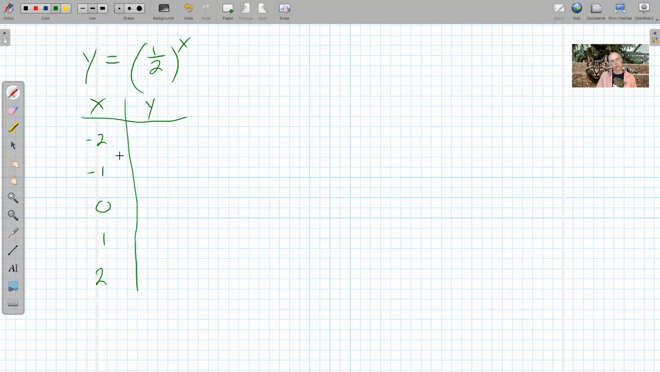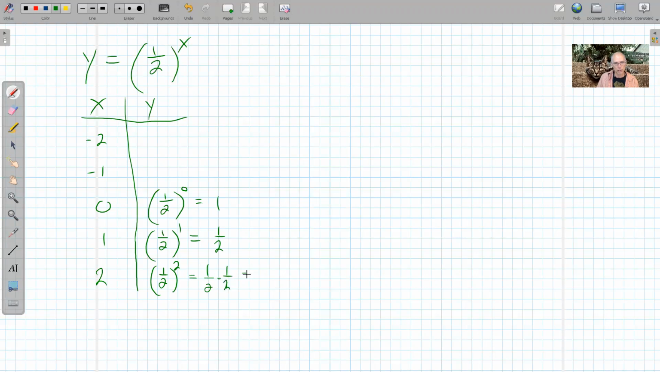So let's start with some easier numbers, and then we'll do some others. So 0 is pretty straightforward. What is 1/2 to the power 0? And hopefully you remember any non-zero number to the power 0 is always 1. And we'll double check that on a calculator in a minute. 1/2 to the power 1 is just the base itself, 1/2. 1/2 to the power 2, second power means multiply it by itself. 1/2 times 1/2 is 1/4.